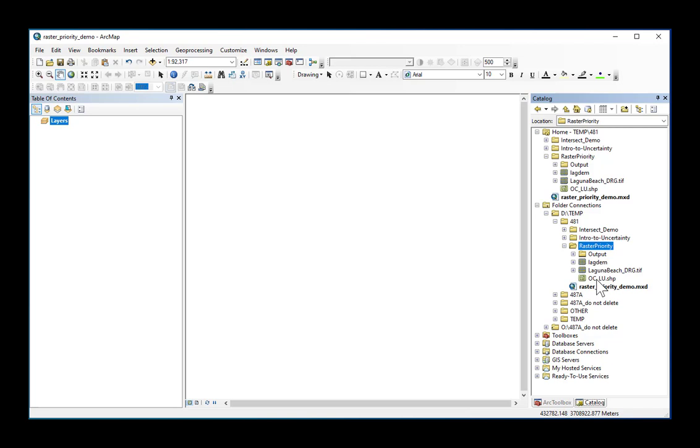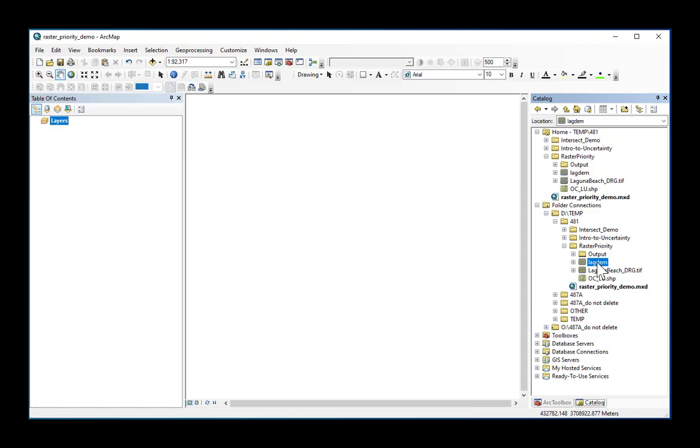The first one that I'm going to point your attention to is OCLU. This is a land use shapefile for Orange County, and based on its icon here in our catalog, we know already it's a file that we're familiar with, which is a vector polygon file. The other 2 files are grids. They are identified by this icon, which looks like a grid, a raster, a piece of graph paper.